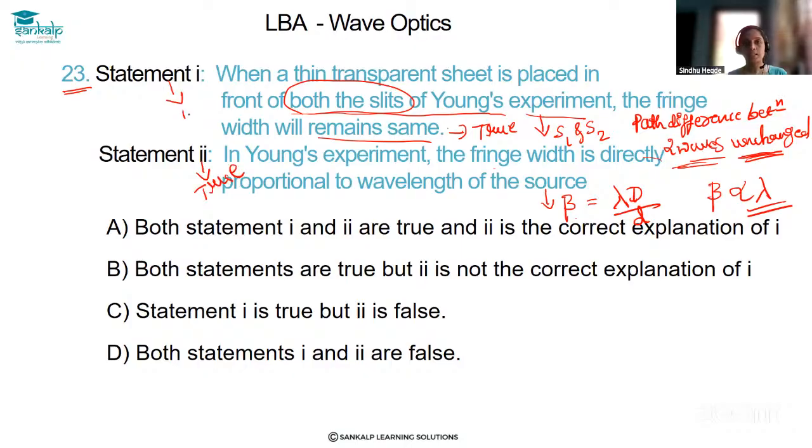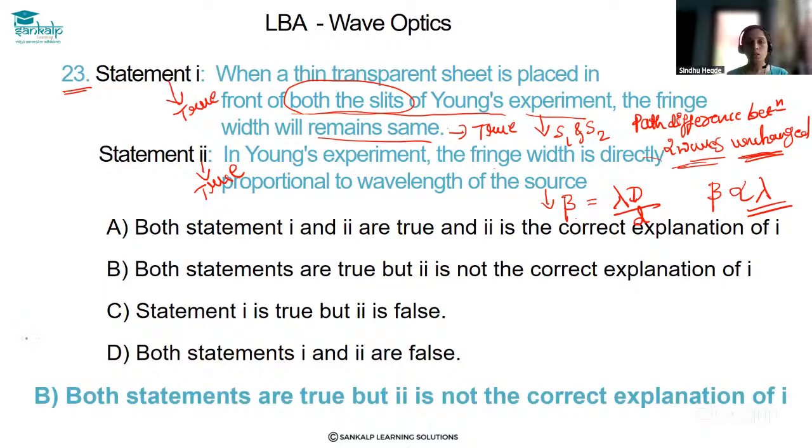Statement 1 is true and statement 2 is also true. But statement 2 does not correctly explain statement 1, because there is no relation between these two statements. That's why both the statements are true, but 2 is not the correct explanation of 1. Hence, the correct option is option B. Both statements are true, but 2 is not the correct explanation of 1.